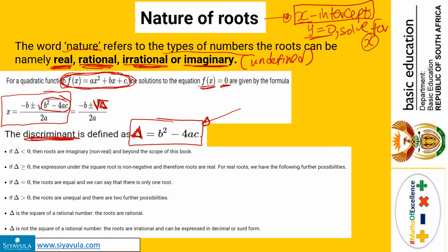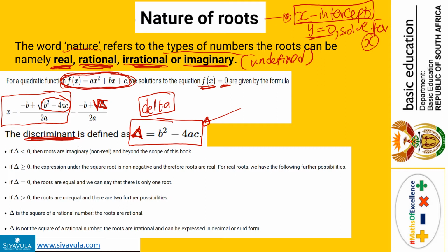So this discriminant, also called delta, has the formula b squared minus 4ac, and we know it's found inside the root of the quadratic formula. How does it help us?